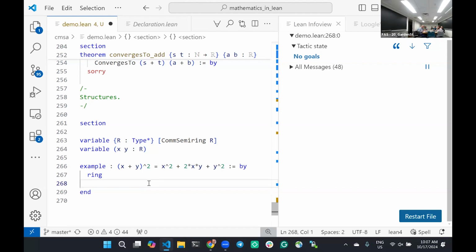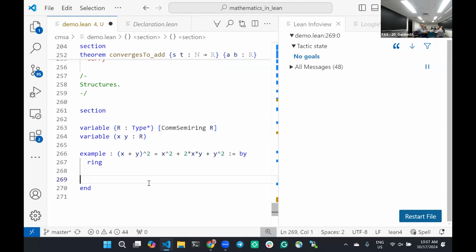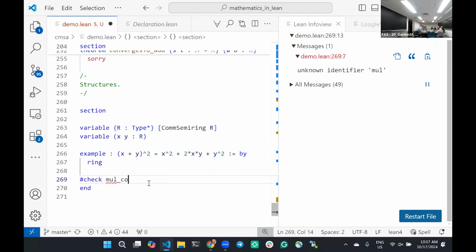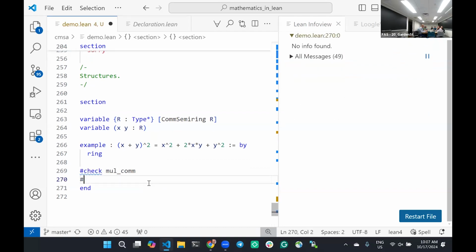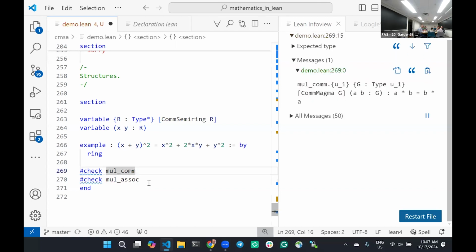Yeah, so what I want to show you is that there's a lot going on under the hood. We've used things like mcom and mul. If we look more carefully at the annotation of mcom, it says for any type G that has the structure of being a CommMagma, whatever that is, if a and b are in G, a times b is equal to b times a. What that really says is that the identity mcom holds wherever it holds.